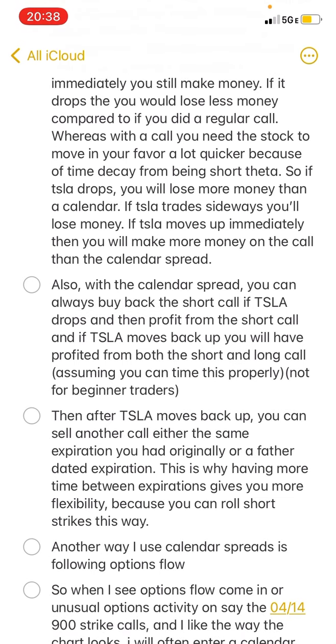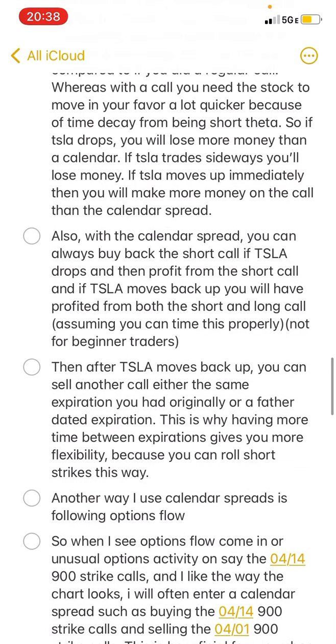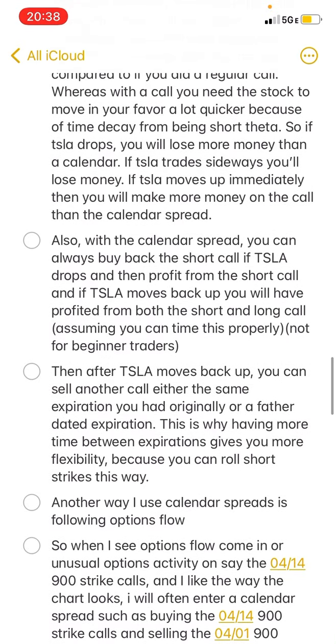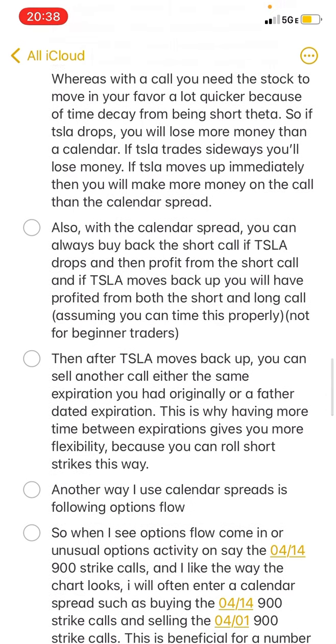If you're in a regular long call and it drops, you're going to lose more money on the long call that's naked than you are on the call calendar spread, okay? Whereas with the call, you need the stock to move in your favor a lot quicker because of time decay from being short theta, right? If you're short theta, you're losing money with time decay, right? That's just the nature of naked long options. You are at the mercy of theta, right? You are going to experience time decay if the option just chops around, right? You're just going to lose money.